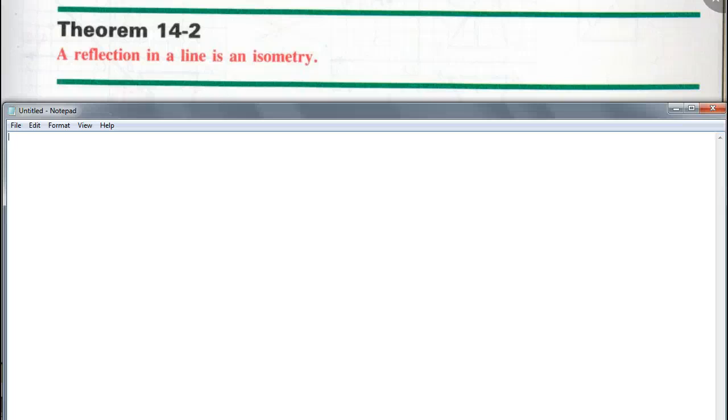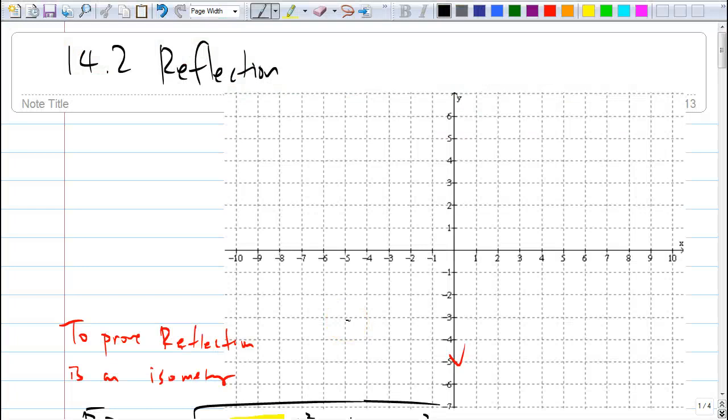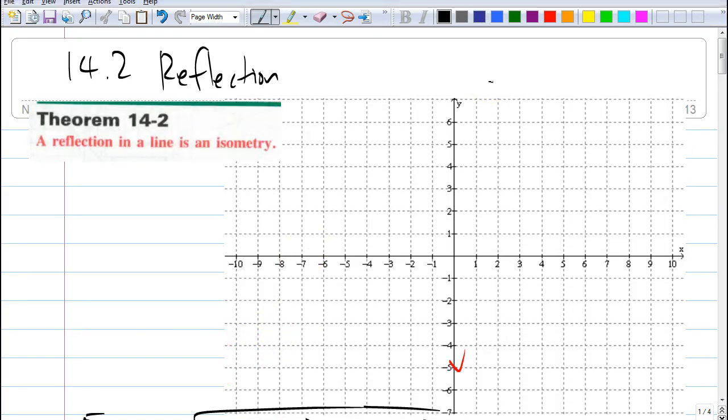So here we go. If you want to prove that the reflection is an isometry, reflection in line M. Let me move that up here. So to prove that reflection is an isometry, what would you need to do? If we were going to use algebraic proof or coordinate geometry proof, first of all, we need a line to reflect, right? So let's say we have this x and y axis.